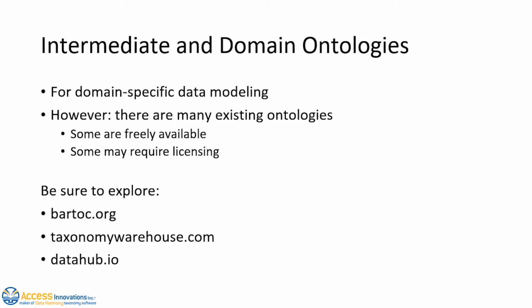There are lots of existing intermediate and domain ontologies, far too many to try and go through, but there are a couple of registries that you can look them up on. Bartoc.org has, I think, surpassed everyone and is now the main place that people go look. It's maintained by the University of Basel, and it's a registry of taxonomies and ontologies that then point you to the owners of those things. So if you need to build an ontology to describe something in your model in a domain, go search there and see what you can find.